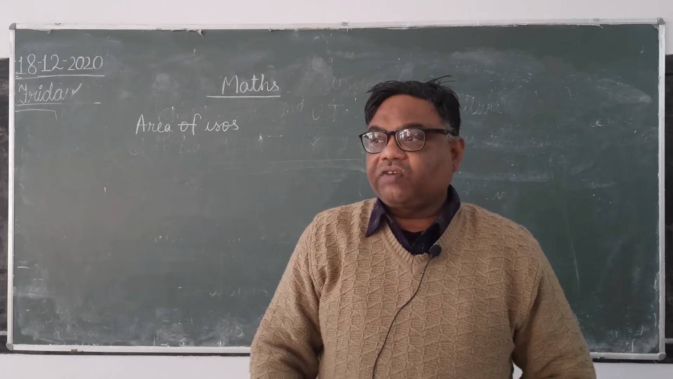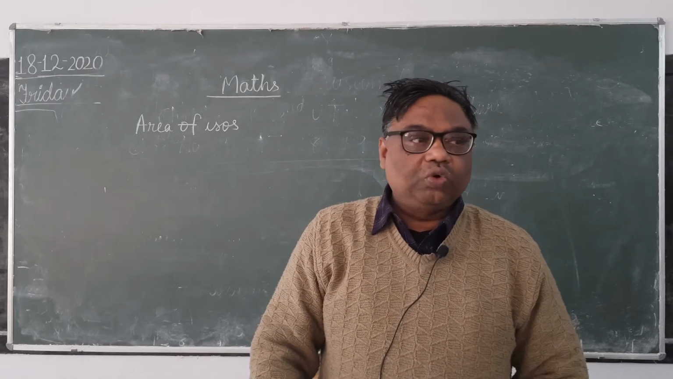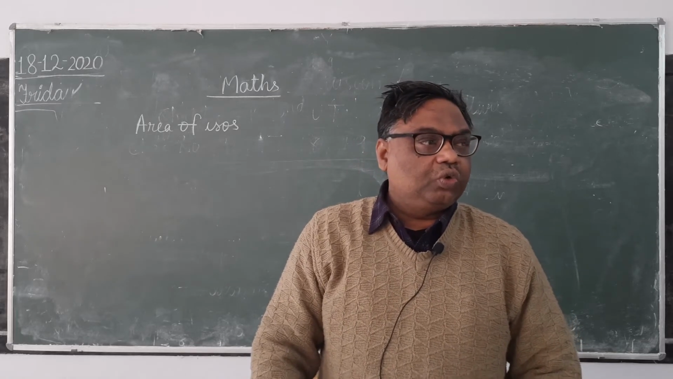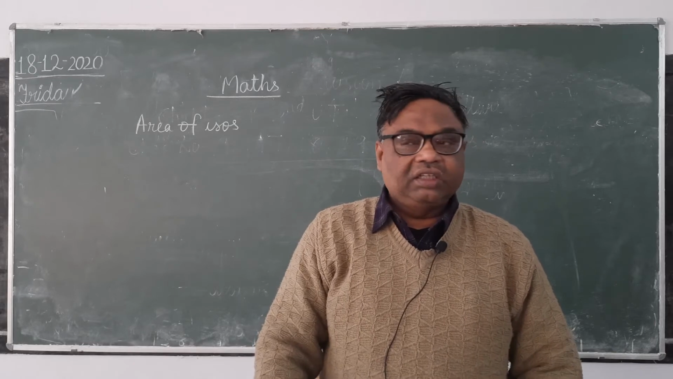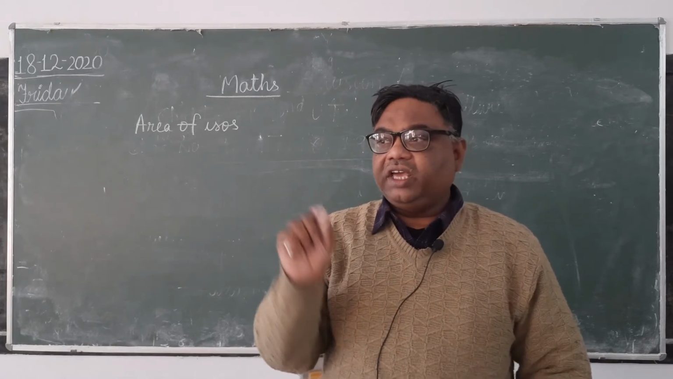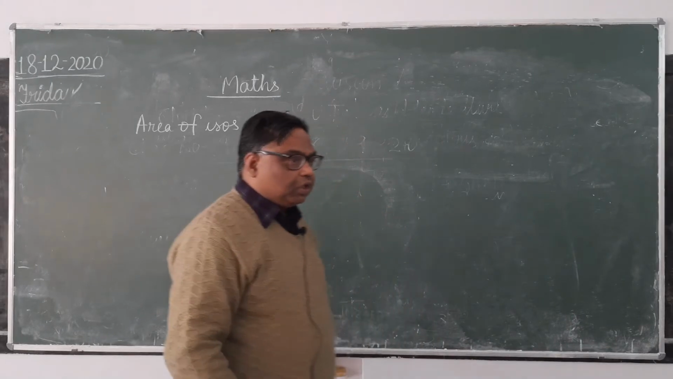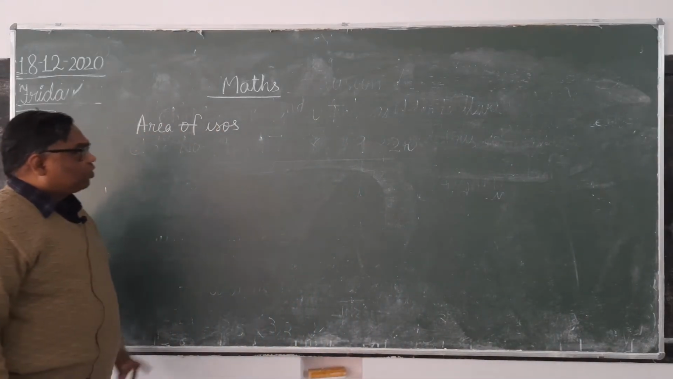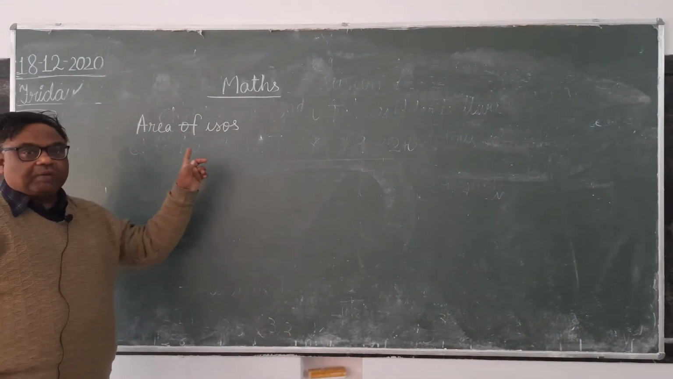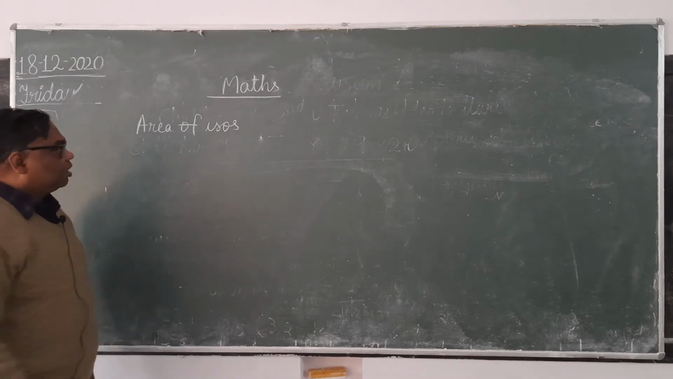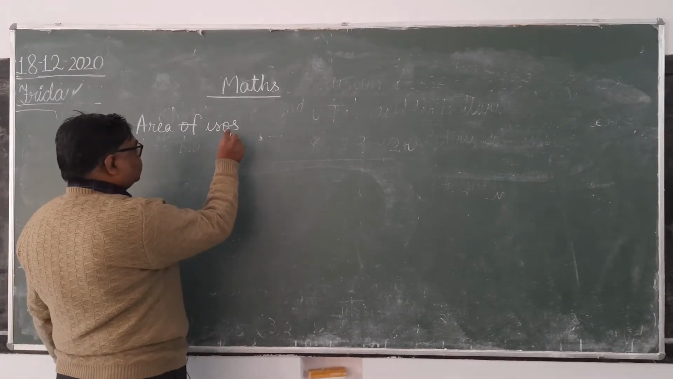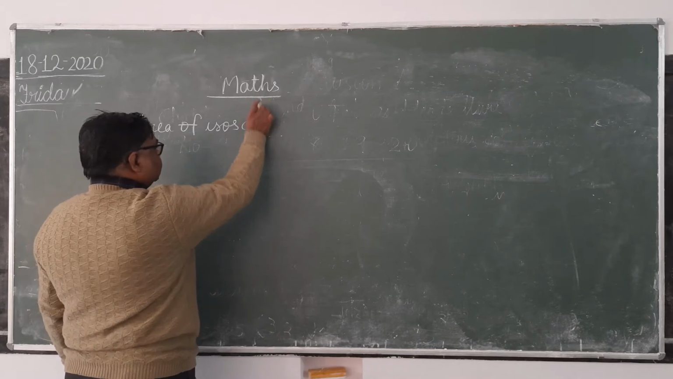What is the height of equilateral triangle? It is root 3 upon 2 into side. Is it clear? Side I have taken as A. So, root 3 upon 2 into A. Area of equilateral triangle, root 3 upon 4 A square. Now, area of isosceles triangle.